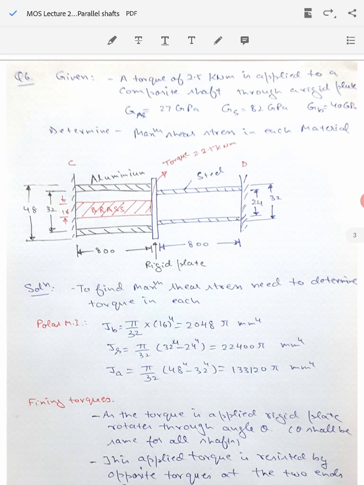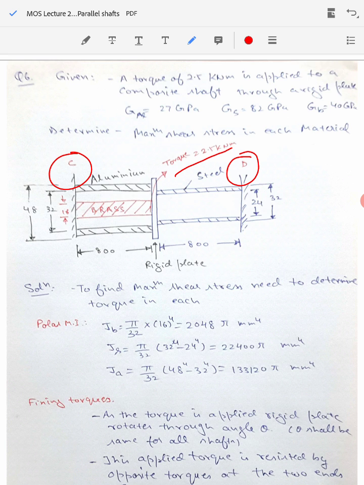So on the left side there is aluminum plus brass, and on the right side there is steel. The steel shaft is fixed at point D, and the aluminum plus brass shaft is fixed at point C. We are applying a torque of magnitude 2.5 kilonewton meter on the rigid plate. Now because of this, there will be fixing torques that will be developed at sections C and D, which we are going to talk about in a moment.